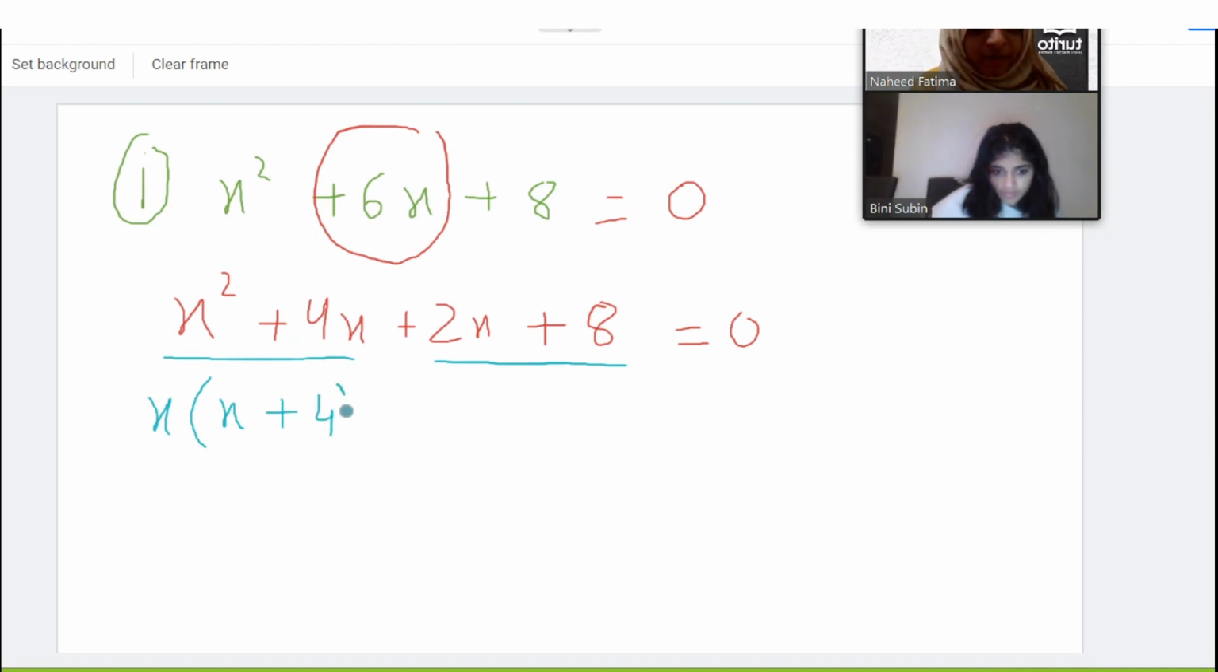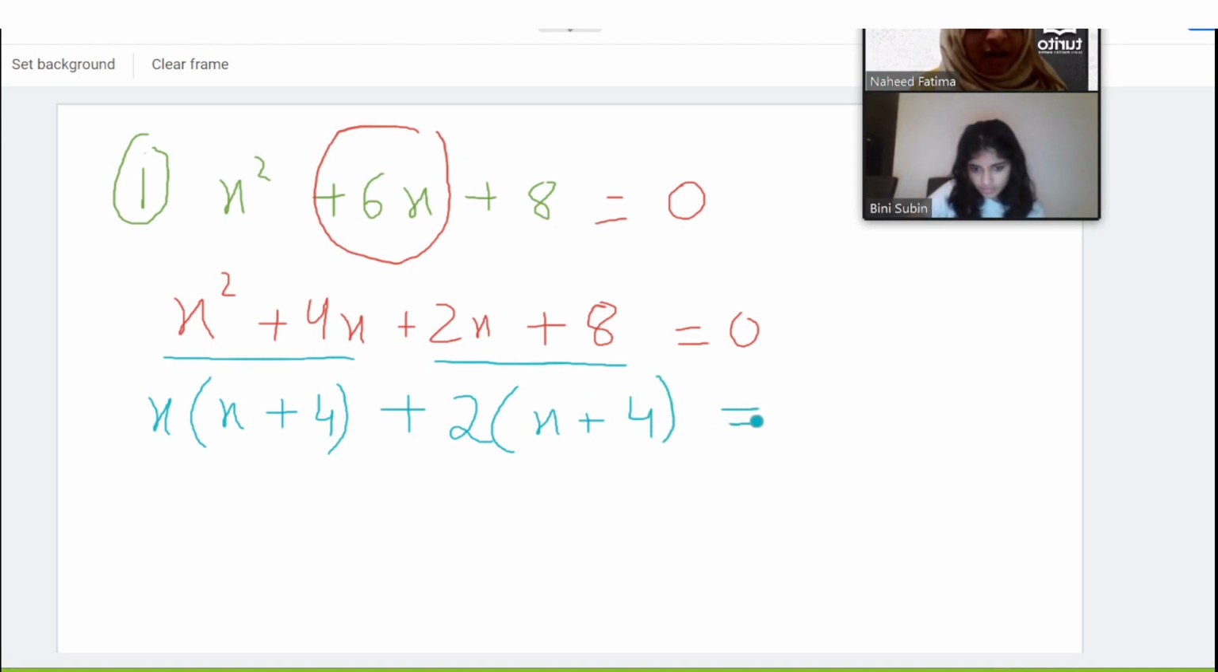Yeah, that's good. Now from this 2, what should I take common? What is common between them? 2. Yeah, that's correct. Now what is left inside? X. And from this, I took 2 outside. So take in multiplication. Divide 8 with 2. You'll get the number here. 4. Yeah, that's correct.